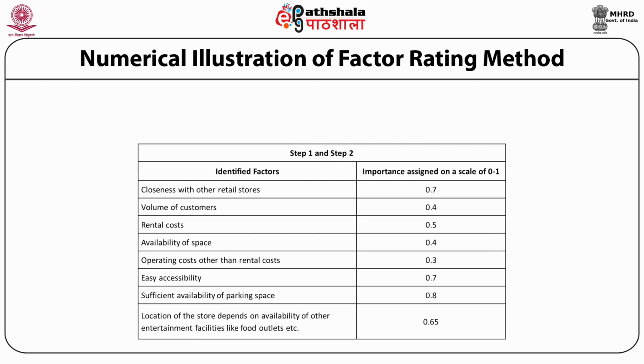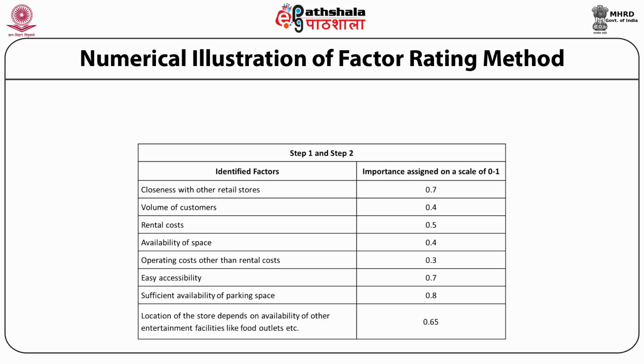The table shows identified important factors and scores assigned to each factor by an individual. For instance, importance assigned on a scale of 0 to 1 for each factor is shown in the table. Closeness with other retail stores is given an importance of 0.7, and sufficient availability of parking space is given the maximum importance with a score of 0.8, whereas operating costs other than rental cost is given the least importance with a score of 0.3.